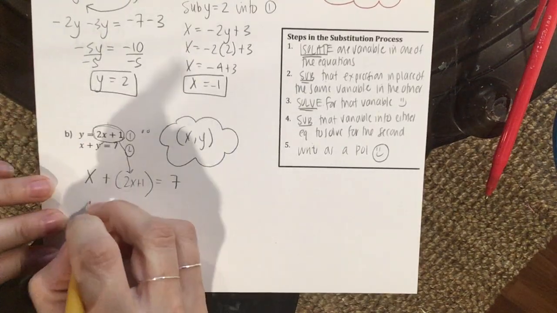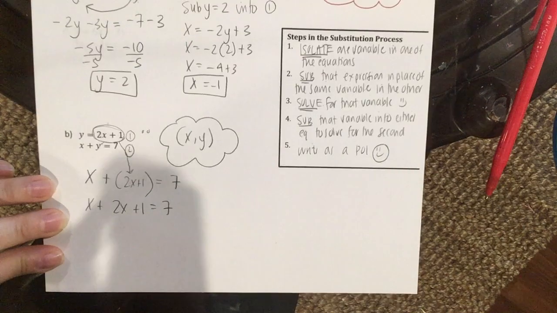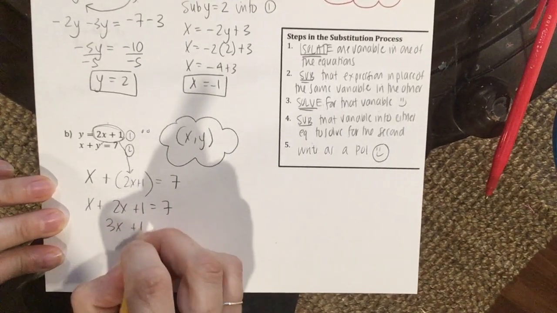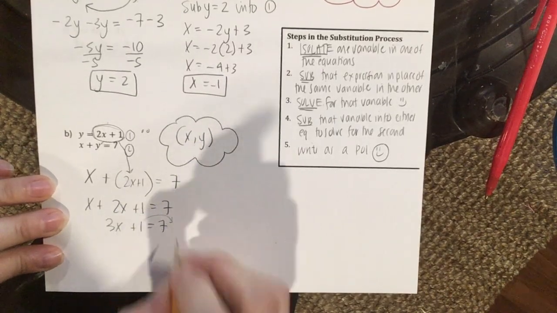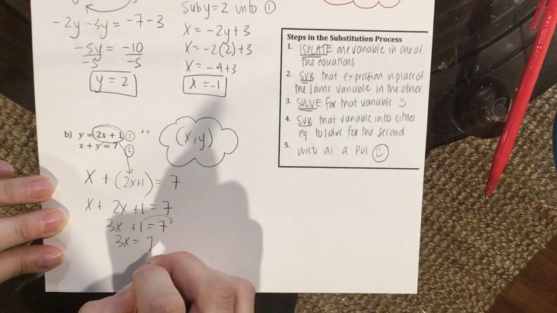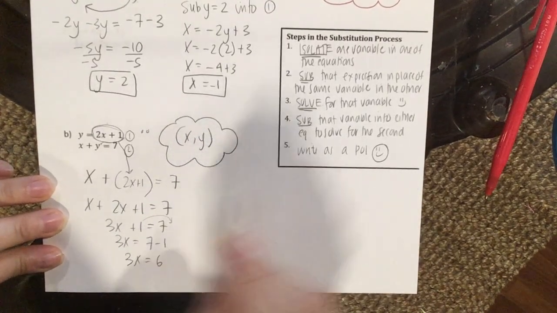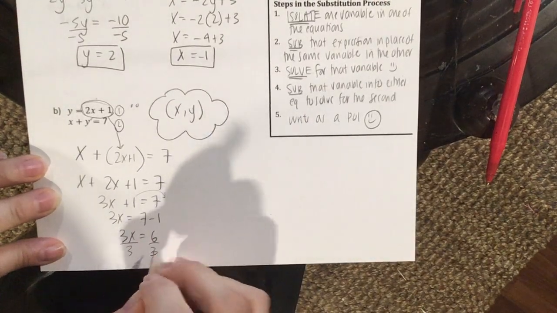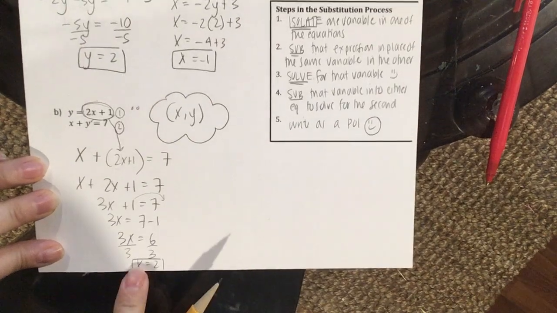And then look what I have. I'm in really good shape. x plus 2x plus 1 is equal to 7. Well, now I can just combine my like terms here. I have 3x plus 1 is equal to 7. I'm going to subtract the 1 so that 3x is equal to 7 minus 1. 3x is equal to 6. And we can divide both sides by 3. And we get x is equal to 2.